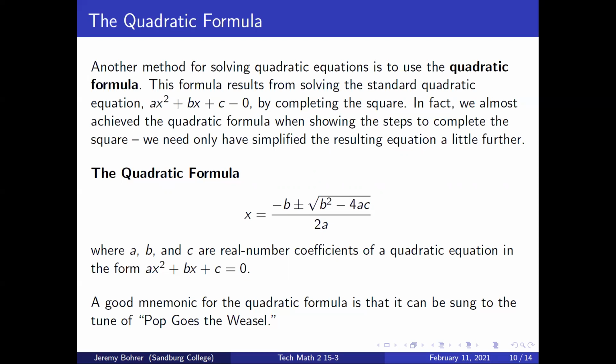The quadratic formula is x equals negative b plus or minus the square root of b squared minus 4ac all over 2a, where a, b, and c are real number coefficients of a quadratic equation in the form ax squared plus bx plus c equals 0.